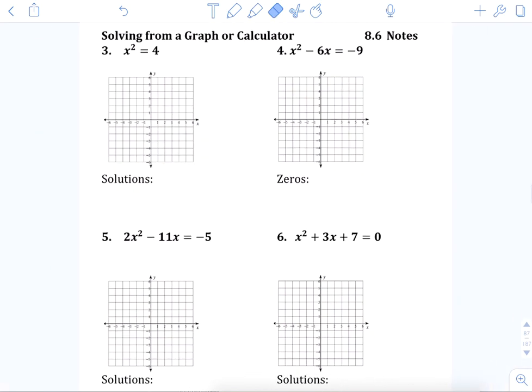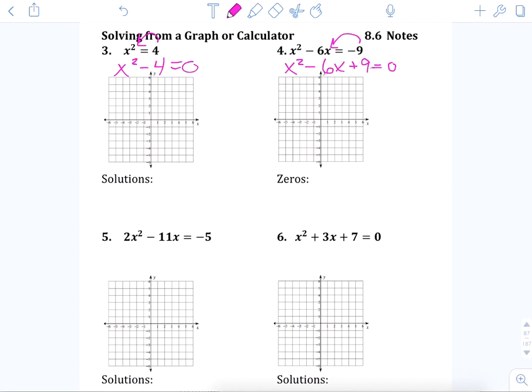Hopefully you notice that all of these questions are set up a little incorrectly, right? We need them to equal 0. So I'm going to do that first. On problem 3, my 4 is in the wrong spot, so I'm going to jump him to the other side. Let's rewrite it. X squared -4 equals 0. Remember that when you move it to the other side, it does change to a different sign. So it was +4, changes to a -4. Okay? Let's do the same thing for the -9. I'm going x squared -6x plus 9 equals 0.